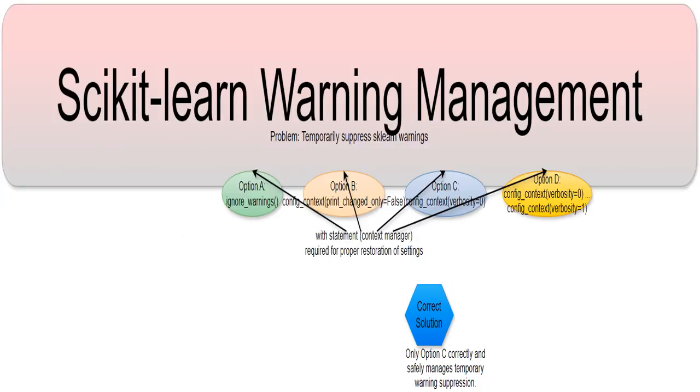This section tells you what we're focusing on: handling warnings in the scikit-learn library, sklearn. I'm asking how you can briefly turn off annoying scikit-learn warnings without breaking your code. Think of it like muting your phone for a meeting. You want to silence notifications temporarily, then have them back on afterward.